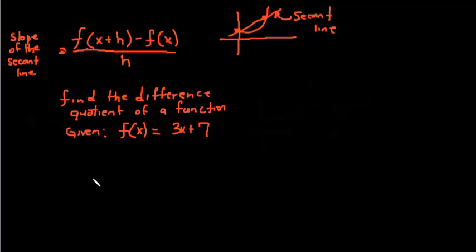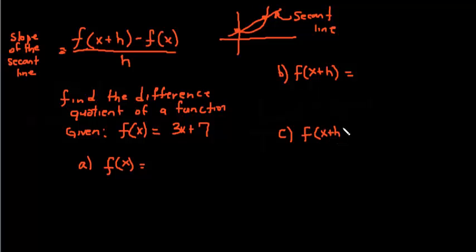Okay, so we're going to use 4 steps. Step A is we're going to find f of x, which is basically obviously the same here, 3x plus 7. Step B, we're going to find f of x plus h. And in C, we're going to find f of x plus h minus f of x. And lastly, step D is going to be f of x plus h minus f of x all over h.